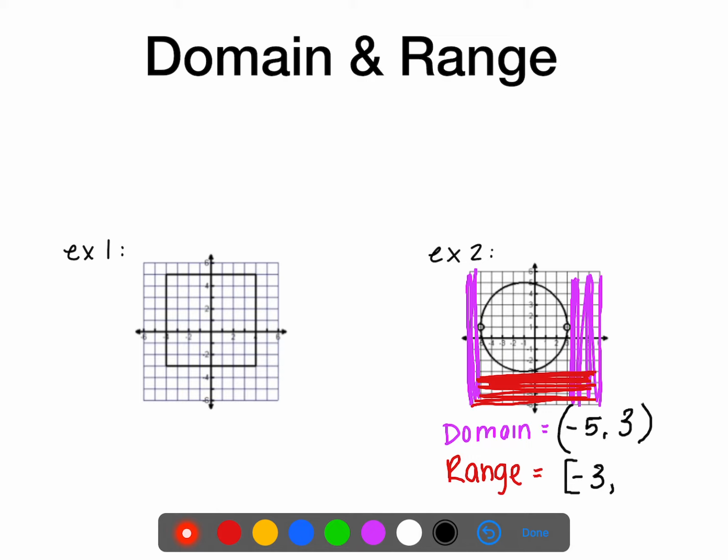And then I need my top number. So I shade from the top down. And I stop shading when I hit the graph, which is at 5, and again, no open circle, so I'm including 5.